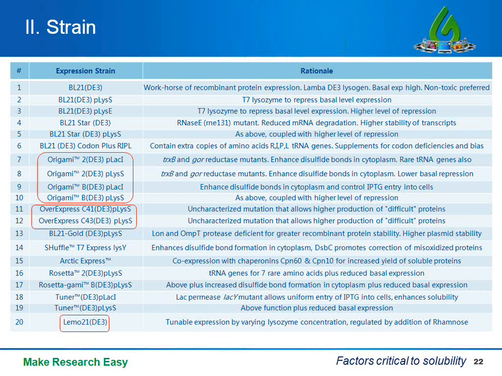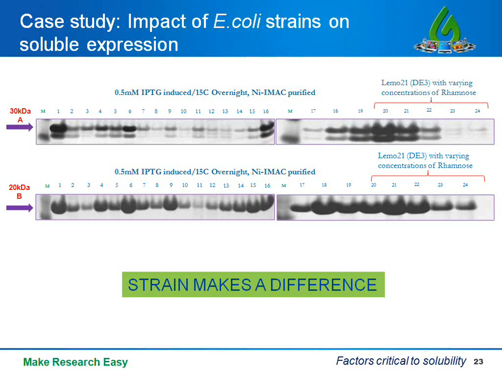The solubility expression profile from using these strains can vary greatly, and so for a really tricky protein, you could try different expression strains while keeping all other conditions the same to see if one of these gives you the desired results before you try other things. Now these are Coomassie stain gels that showcase the differences in soluble protein expression among the different E. coli strains used.